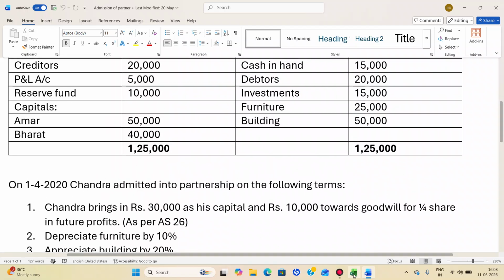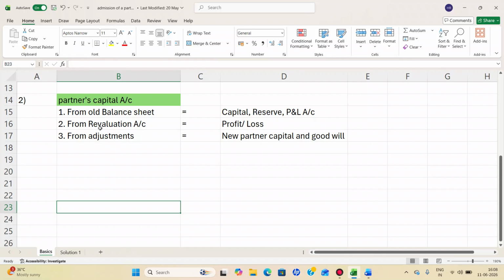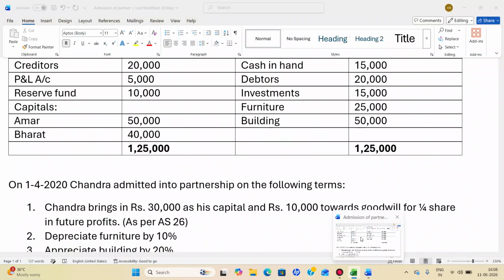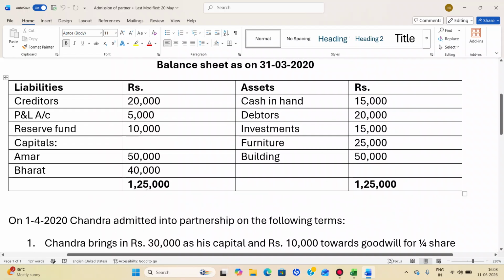I've already said in the basics, that is, partner while preparing partner's capital account from old balance sheet, we have to take capital, reserves, and P&L account. First, we have to take this old balance sheet, right? This is old balance sheet. From that capital, we have to take Amar's is 50,000 and Bharat's is 40,000. We have to write here.